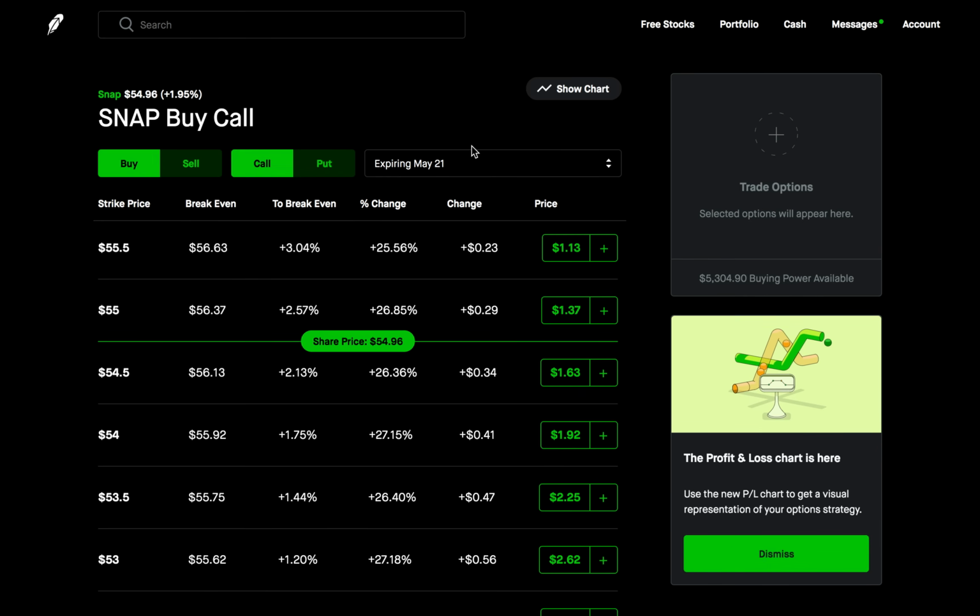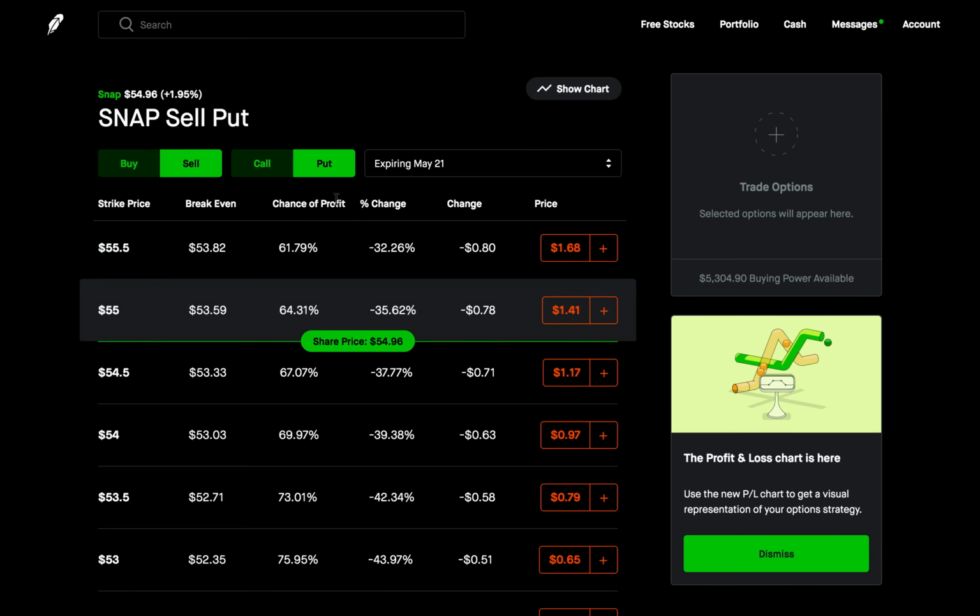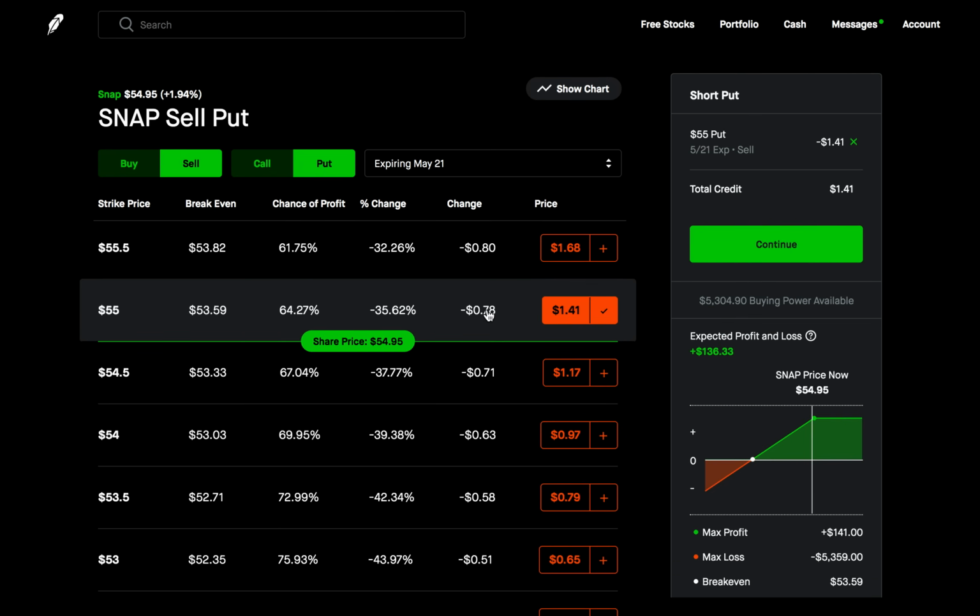So what I'm going to do then, and we're going to be using puts here. So we're going to go to puts. I'm going to go ahead and sell a put at that price. So if I think Snap will be at $55 on the expiration date, I'm going to sell a put at that 55 strike. Now remember, for selling a put option, you receive a premium. So for selling this put, I'm going to receive $1.41 per share. Each contract controls 100 shares. So I'm going to receive $141 for selling this put option here, okay?